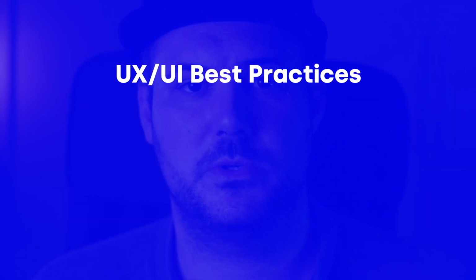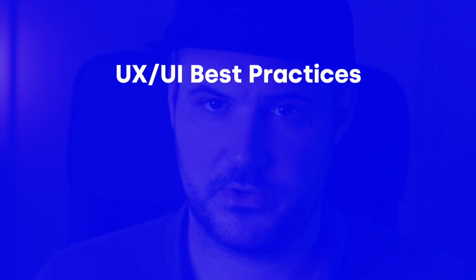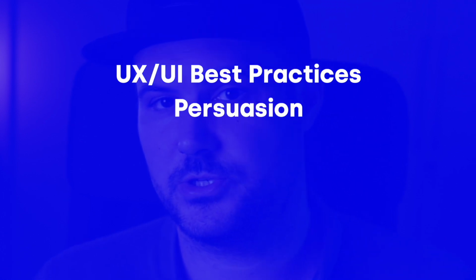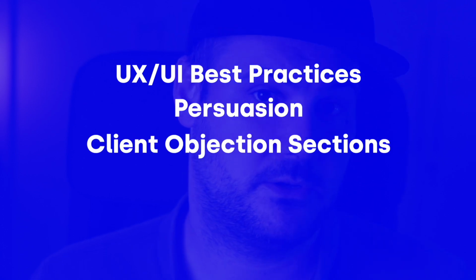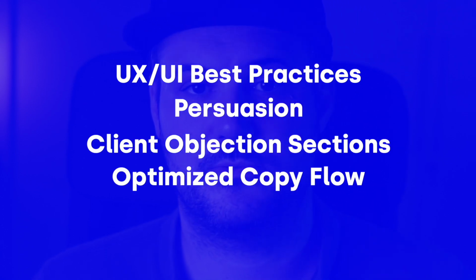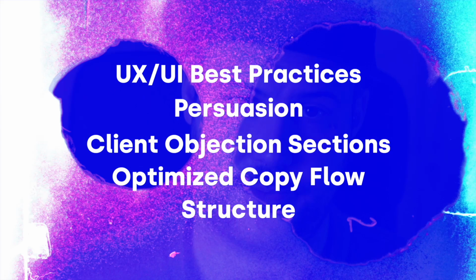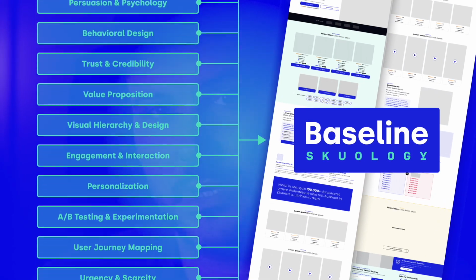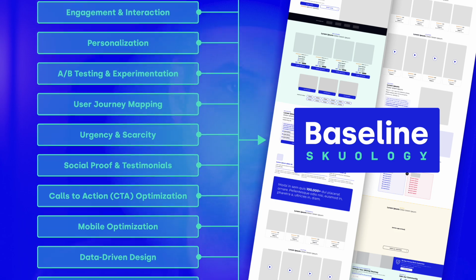Design principles. At the heart of Baseline are solid UX/UI best practices. We've incorporated principles like persuasion signals for copy, client objection sections, optimized flow of copy, and structure. These aren't just pretty designs, they're conversion machines where each element was thought through and is there for a specific goal. I've seen firsthand how these principles can increase conversions.